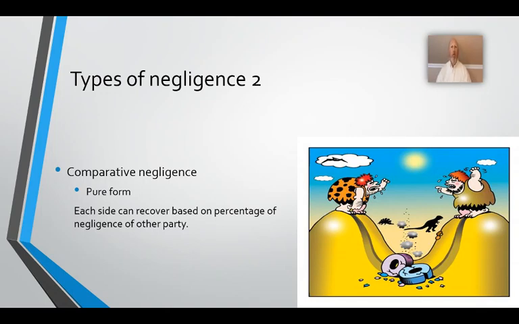So the party who was 75% responsible can collect no more than 25% of his or her damages. Okay, the other party who is 25% responsible can collect no more than 75% of their damages. So it's a purest form of comparative negligence. Each side gets a prorated share, if you want to view it that way.